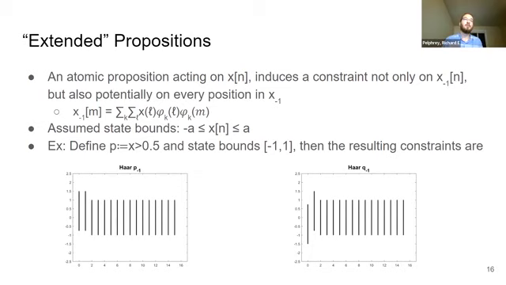And this gives us enough now to go through a quick little example here. So if we define the proposition x is greater than 0.5 and the state bound negative 1 to 1, then the resulting extended proposition using the Haar wavelet is here for the approximation formula and here for the details formula. If we find that at any point the approximation is outside the bounds of these black lines, then we have a violation of the extended proposition and thus the original proposition, similar for the details here.